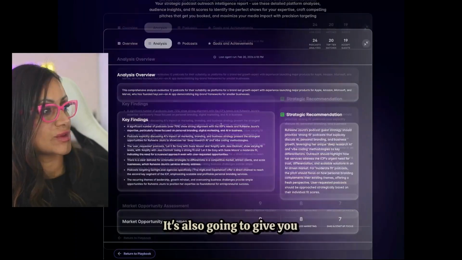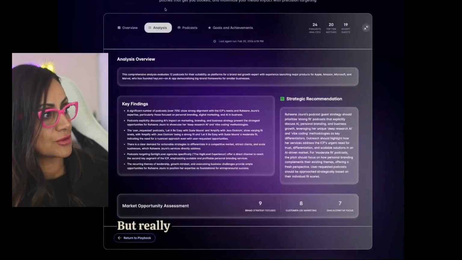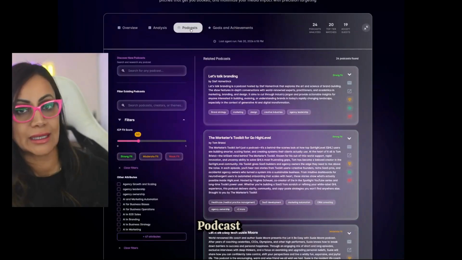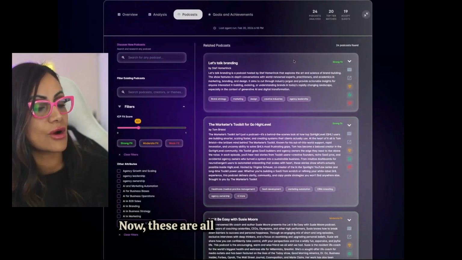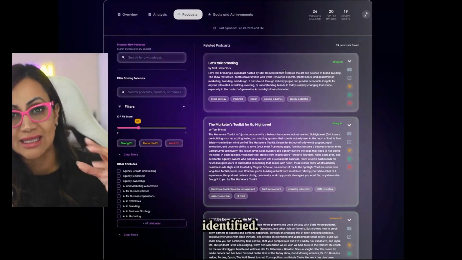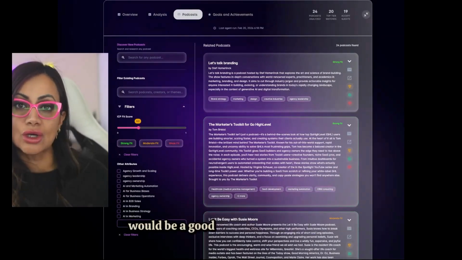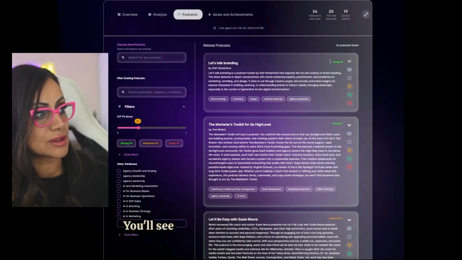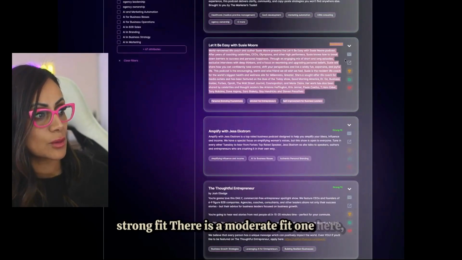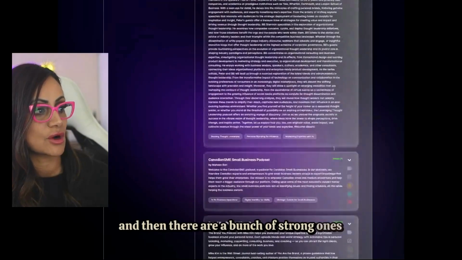It's also going to give you a more in-depth analysis here, but really what I want you to look at is the podcast tab. Now, these are all the podcasts that the agents in Brandpod have identified that would be a good fit for me to consider. You'll see that it's marked all of these as strong fits. There is a moderate fit one here, and then there are a bunch of strong ones here again.